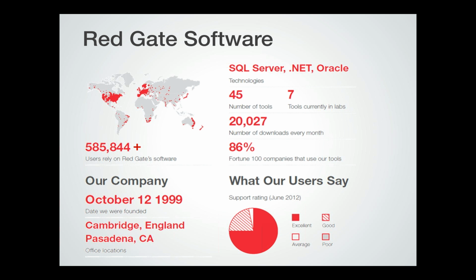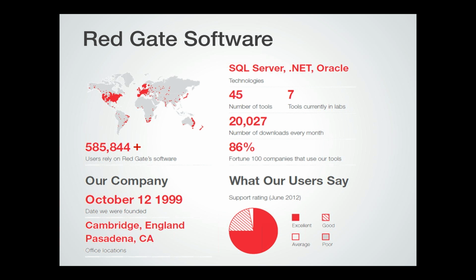We've got a nice little graphic here showing where our customers are located. You can see we've got a lot of customers here in the US and Europe, but we do have customers across the world. The figure there, 585,844 users rely on Redgate Software. That obviously goes up every day. It's well over 600,000 now. You can see the exact figure if you go to our homepage.